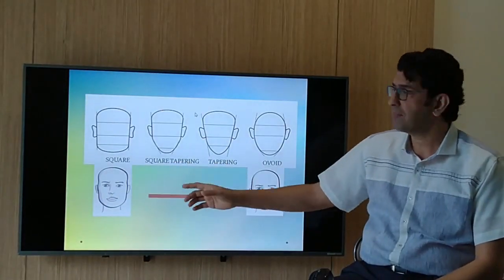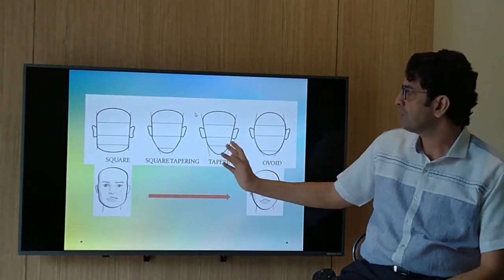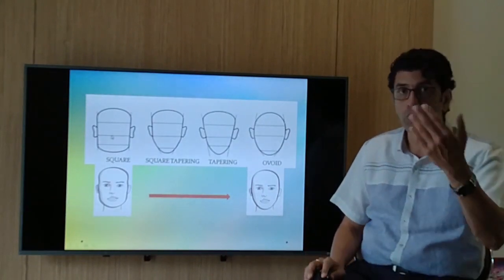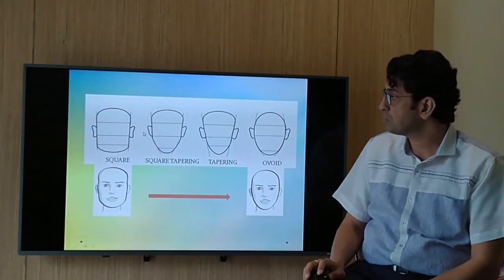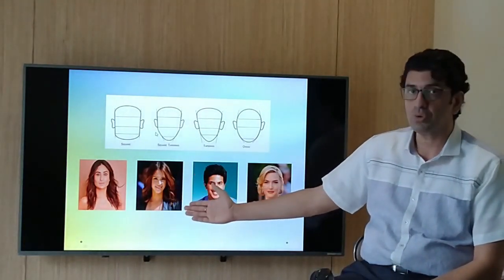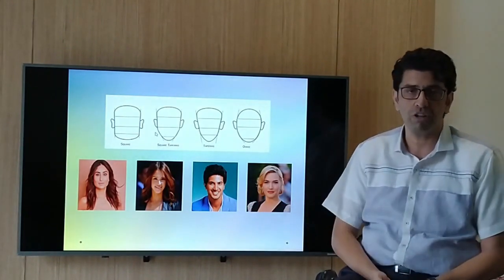If I draw it schematically, this is how it's going to look. So you have square, you have a square tapering, you have a tapering, and you have an ovoid, and that's how the faces would look. Now if I were to look at certain celebrities, you probably know some of them, right? You have someone with a square face, someone with a square tapering face, someone with a tapering face, and someone with an ovoid face form.